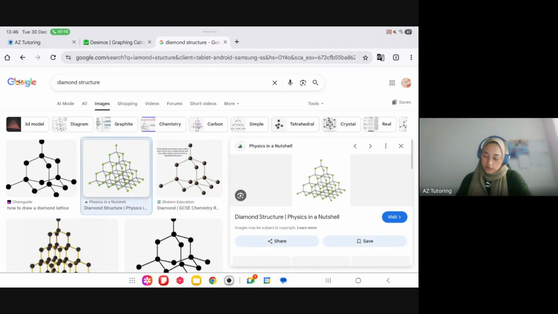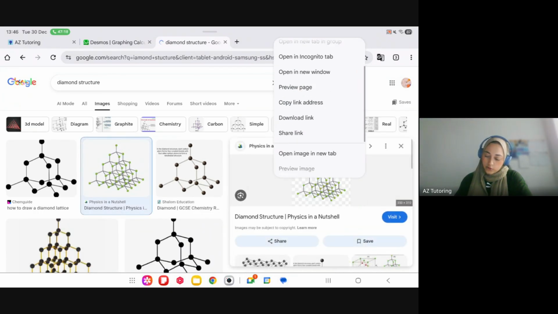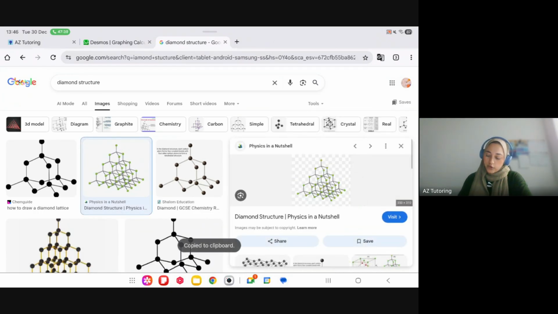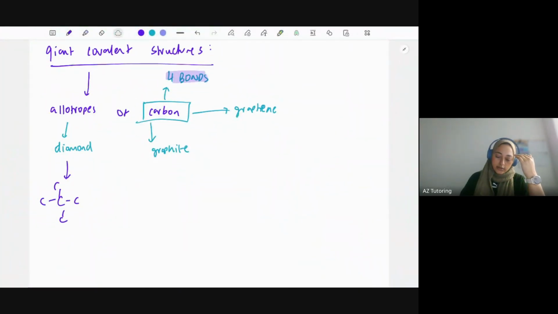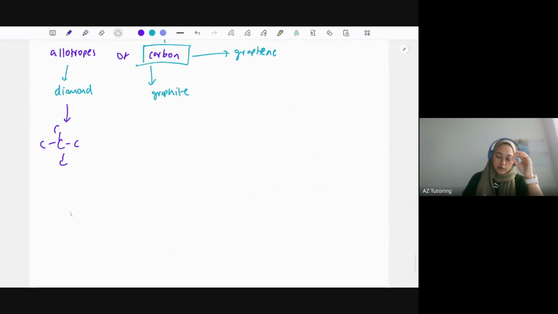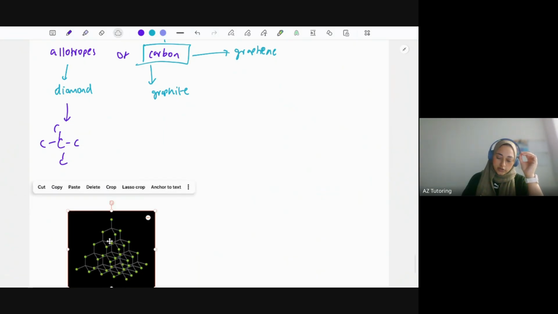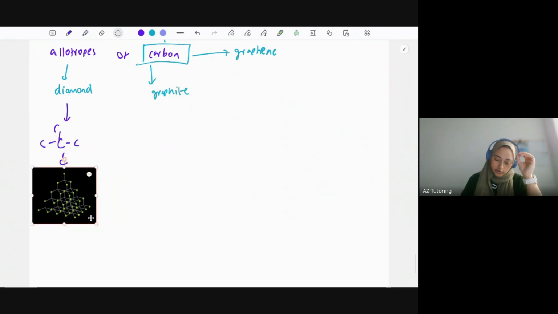Okay, so there you go. That's what you will see it as. Obviously, we can't keep drawing that repeated structure, so it ends up becoming this here. The most important fact that you need to know is diamond is bonded to 4 other carbons. So no delocalized electrons.